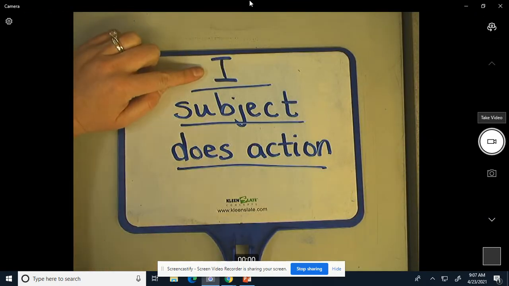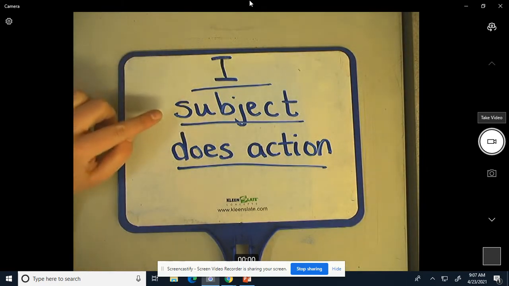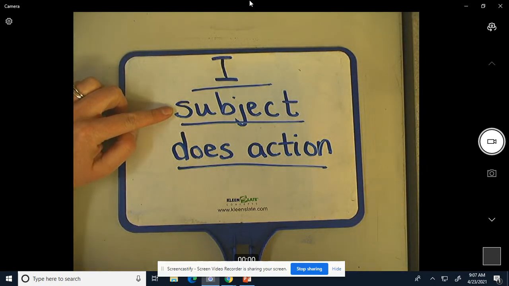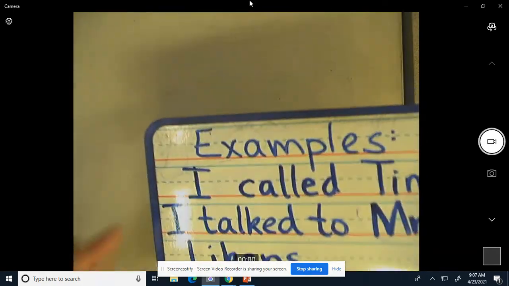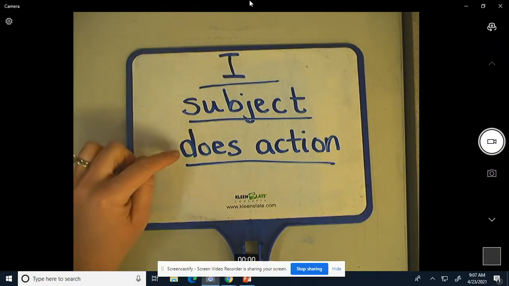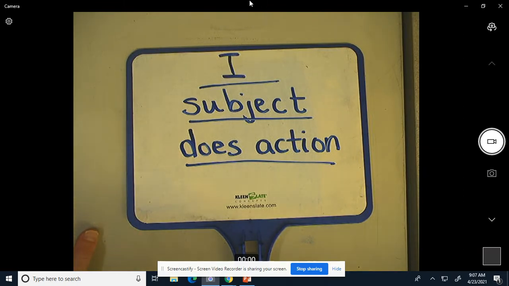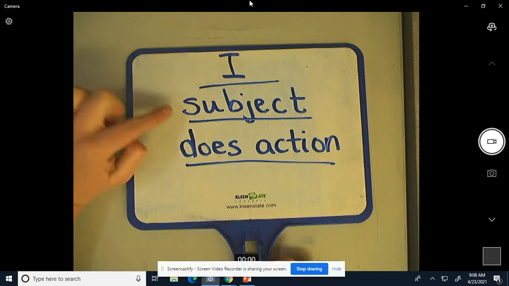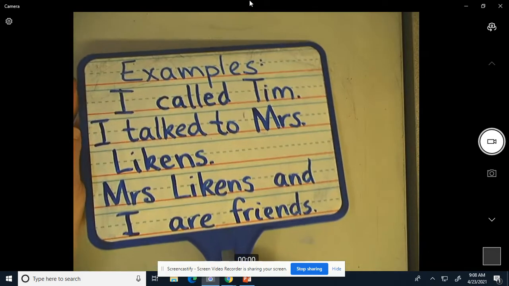We use I when it is the subject of a sentence. So when we make a sentence like, I called Tim, I am the subject. I am the person that this is about. It is a subject and it does action. So if you use I, you have to be doing something. You, the person that's doing it, has to be doing something. So let's look at some examples using I as a subject and that it does action.